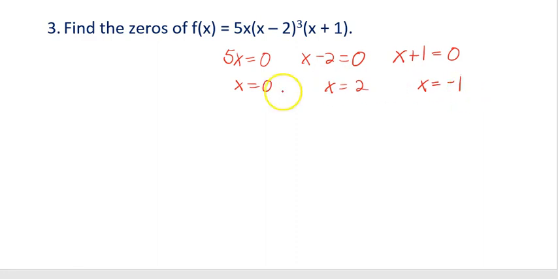So these are 3 places where our graph is crossing or touching the x-axis, and they are considered our zeros. Now, this middle one is going to count 3 times because this was to a power of 3. So I do technically have the 5 answers that I need. I have 1 here, and 3 here, which adds up to 5. And again, I'll go into a little more detail in just a moment.